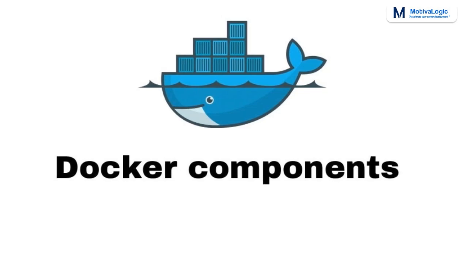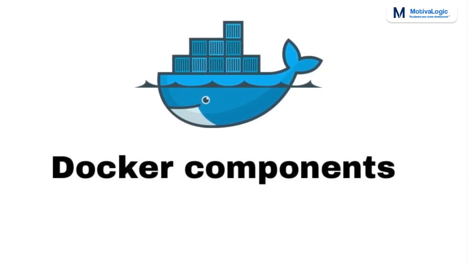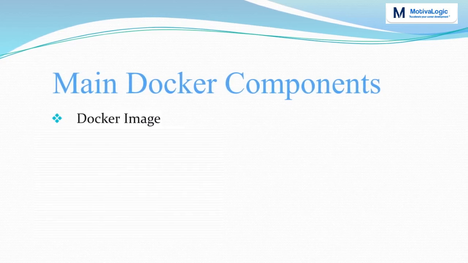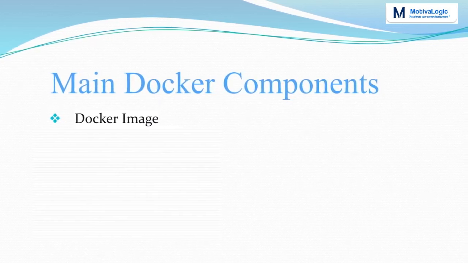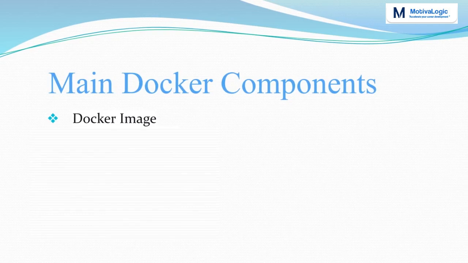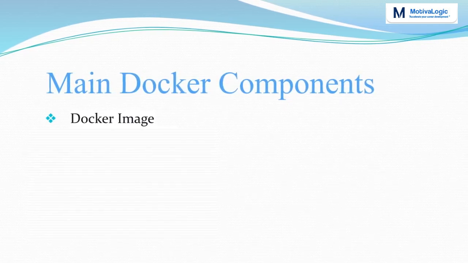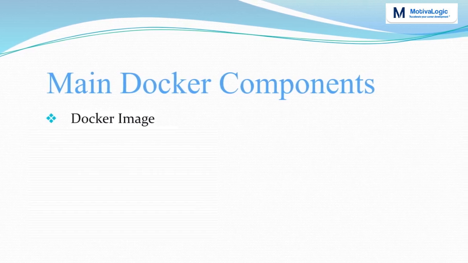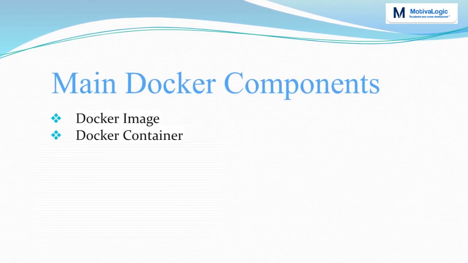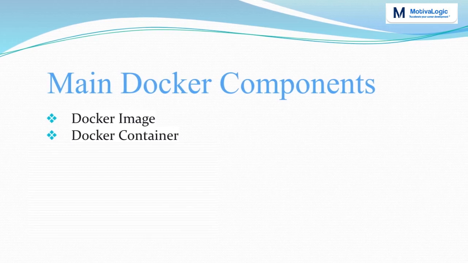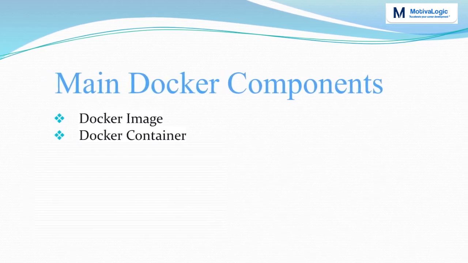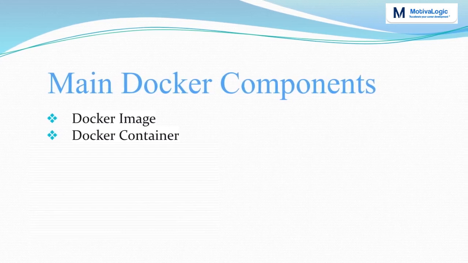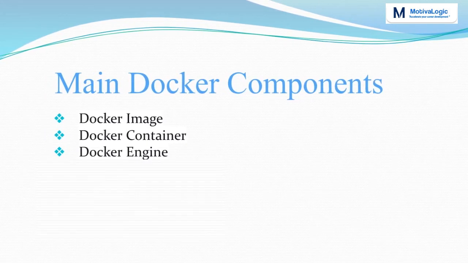To get a full picture of how Docker works, it's crucial to understand its main components. 1. Docker image. A Docker image is like a template or blueprint containing everything required to run an application: code, libraries, dependencies. When you create a container, it's instantiated from an image. 2. Docker container. This is the running instance of a Docker image. Think of it as a lightweight, standalone executable package that includes everything needed to run your software.